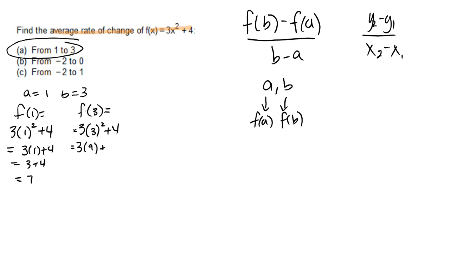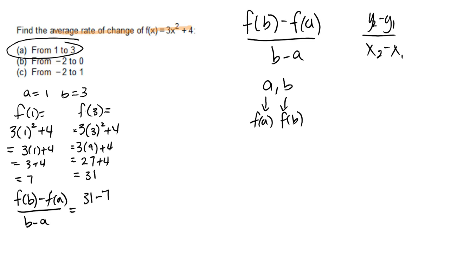3 squared is 9. 3 times 9 is 27. And 27 plus 4 would be 31. So now we can calculate that average rate of change, f of b minus f of a over b minus a. That's 31 minus 7 over 3 minus 1. And 31 minus 7 would be 24. 3 minus 1 is 2. And so we have an average rate of change of 12 from 1 to 3.